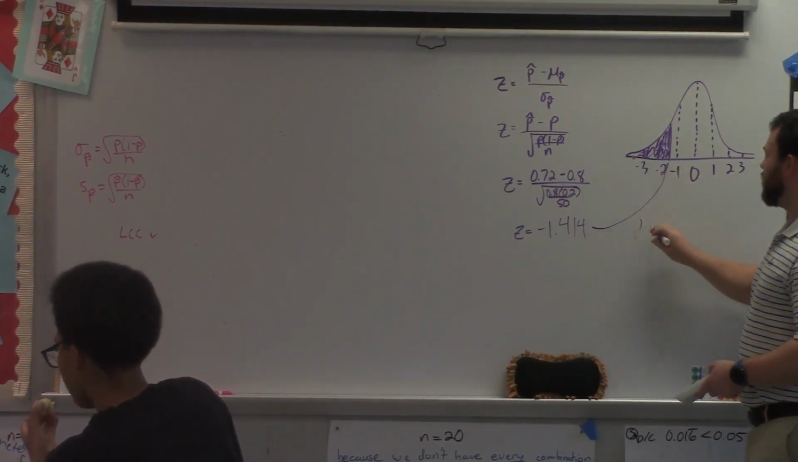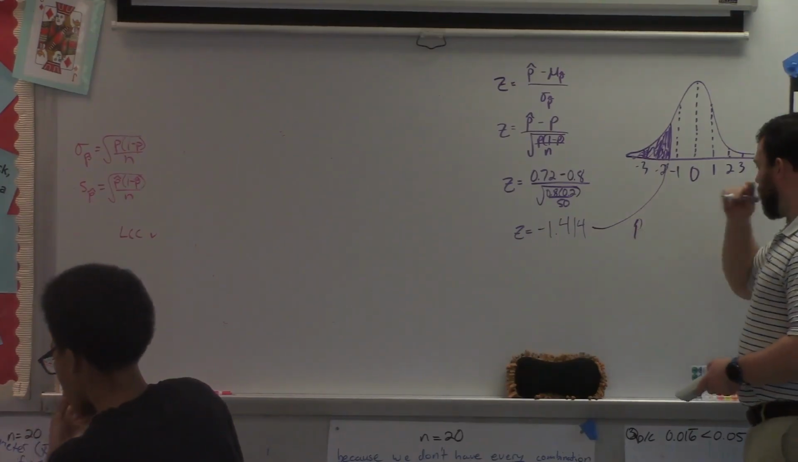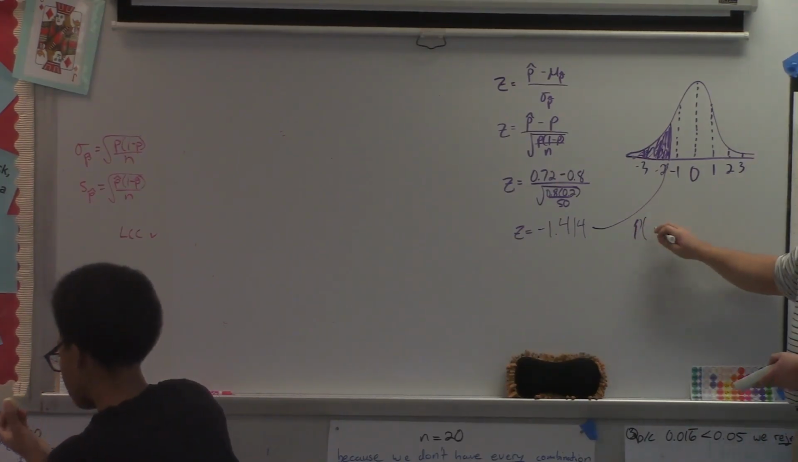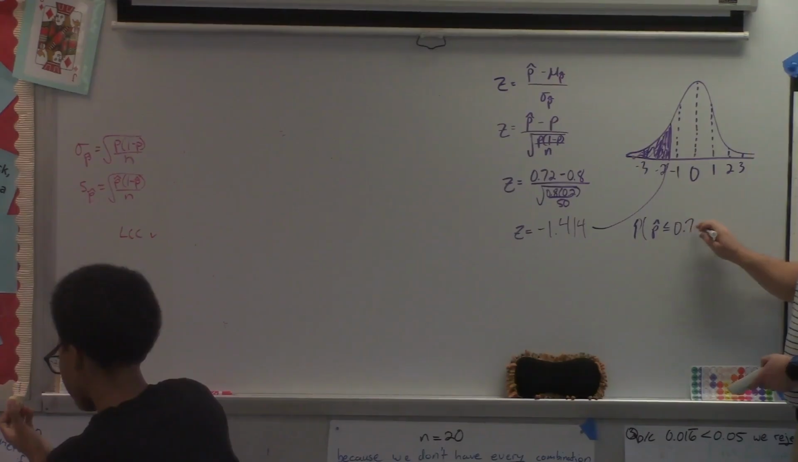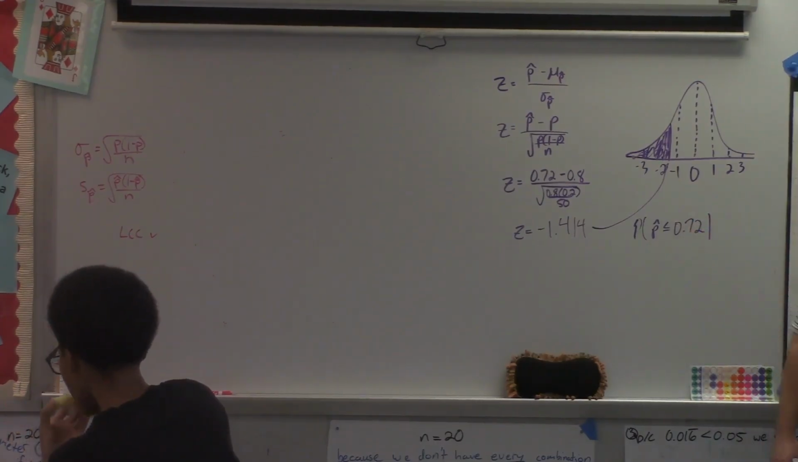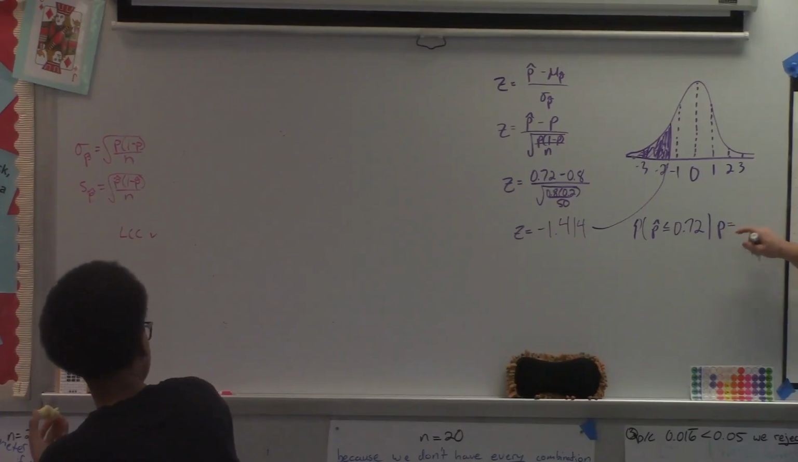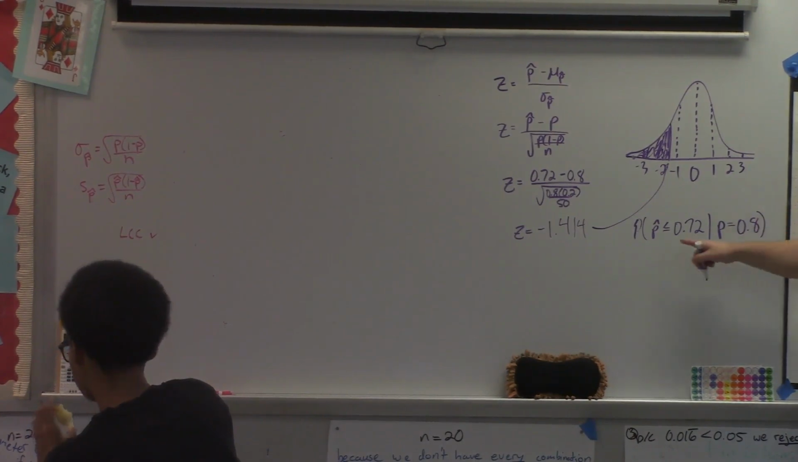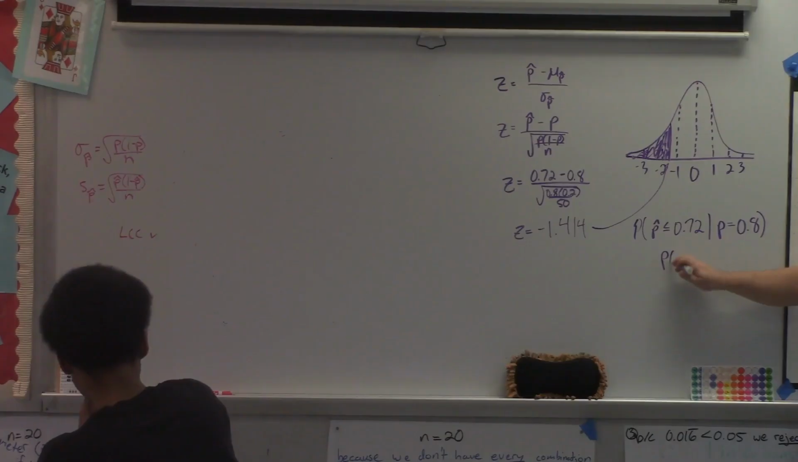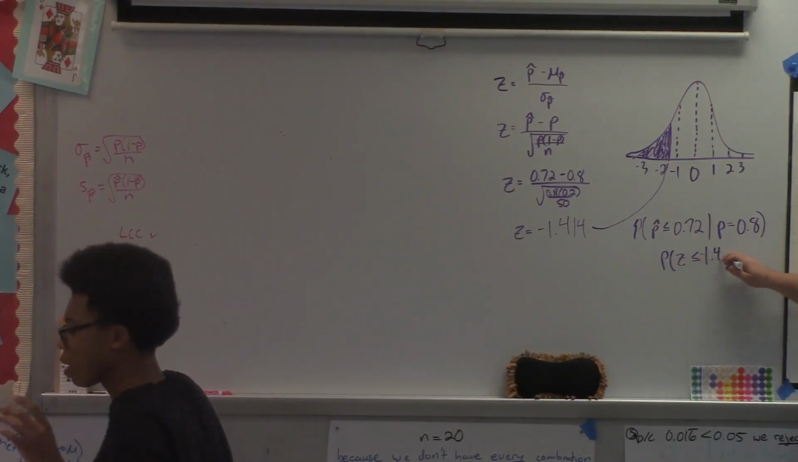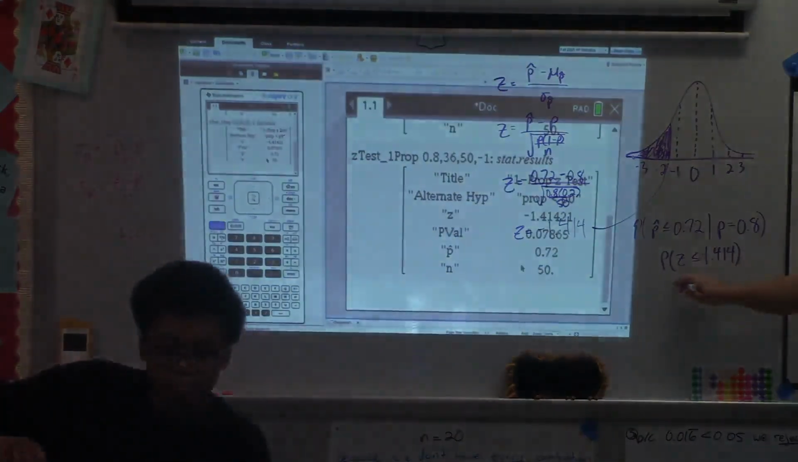So what we've done really is the probability that p-hat is less than or equal to 0.72 given what to be true? What is 0.8? The null hypothesis. The parameter. You said parameter, that was my fault. The whole idea is, what is this probability? Well, that corresponds to the probability that z is less than or equal to negative 1.414. What is that probability?